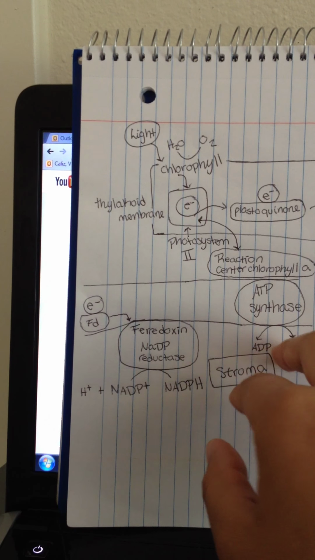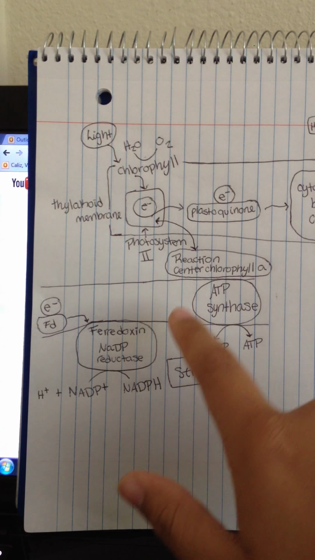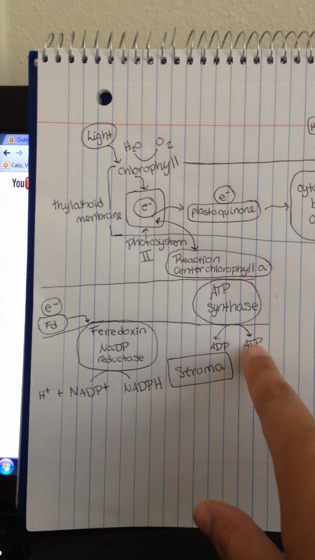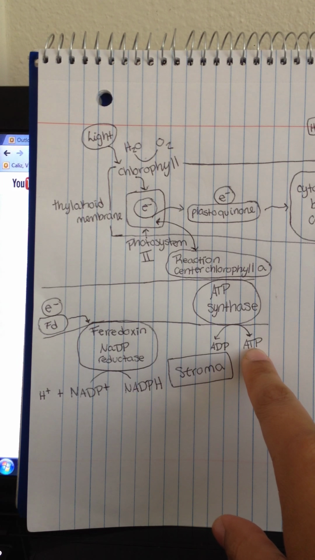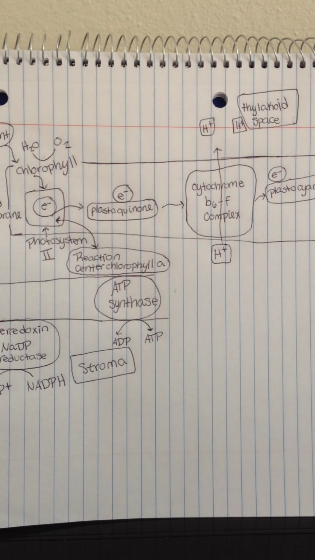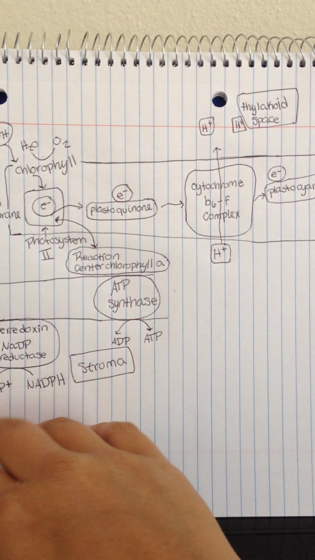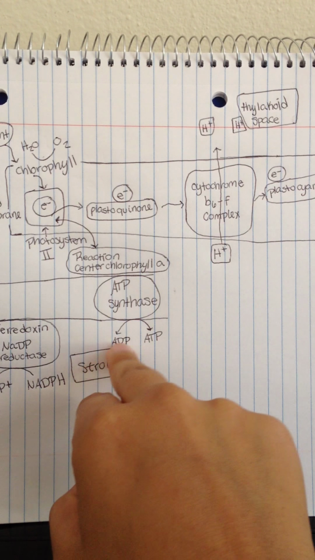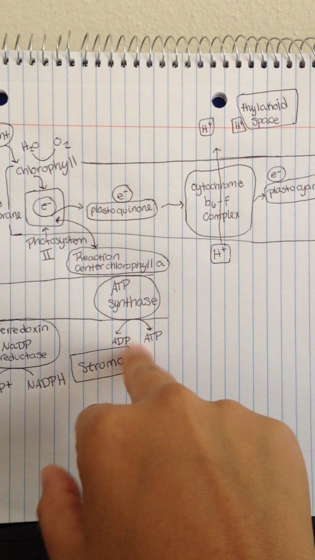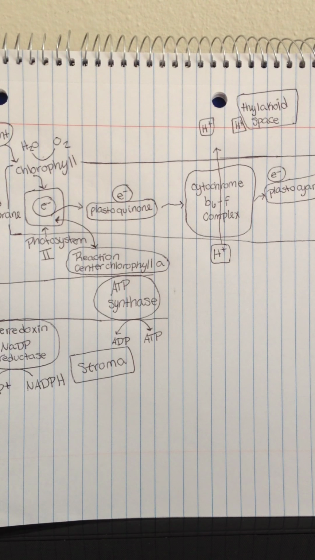And then here you also see ATP synthase, and what it does is it takes ADP and turns it into ATP. And that's with the help of all of these protons out in the thylakoid space. And both NADPH and ATP are made in the stroma, which is why I have it right here. And that is just a small review of what happens in photosynthesis.